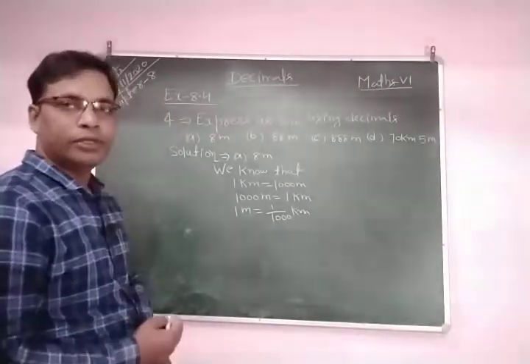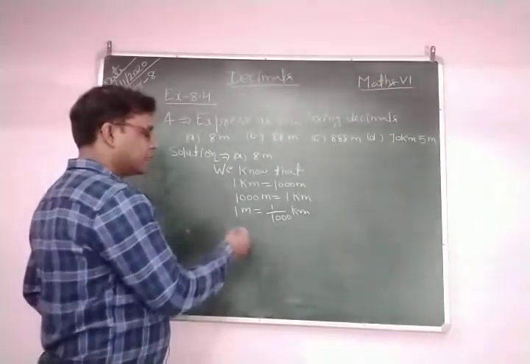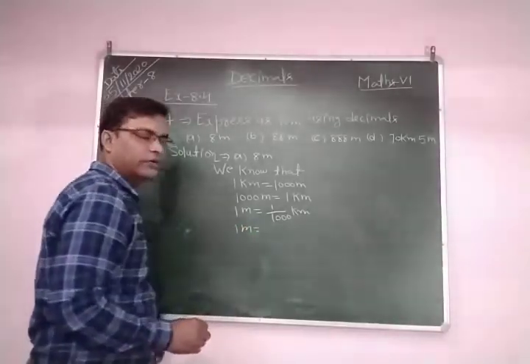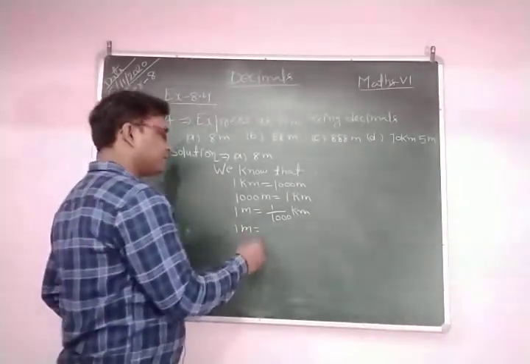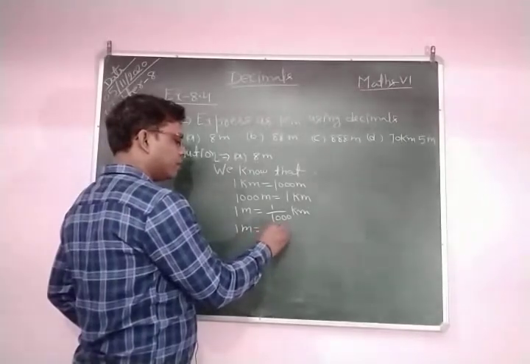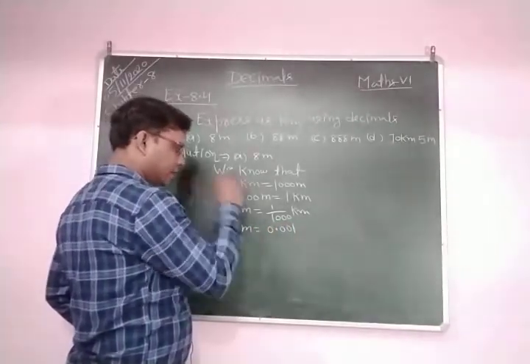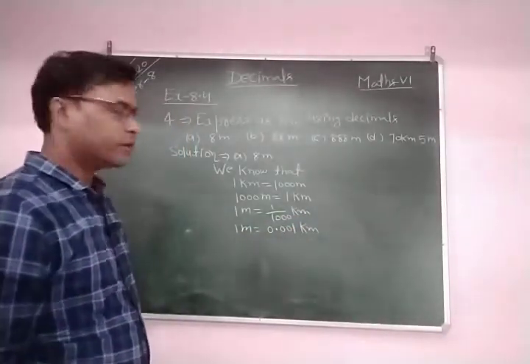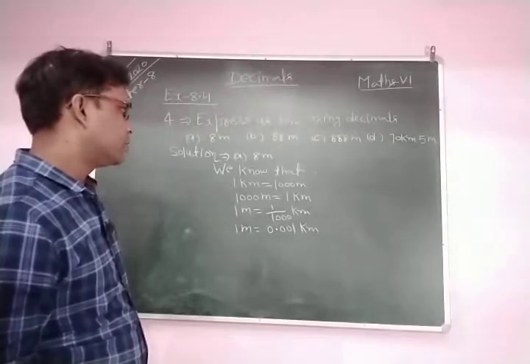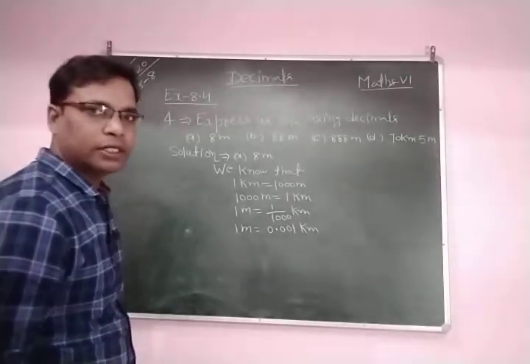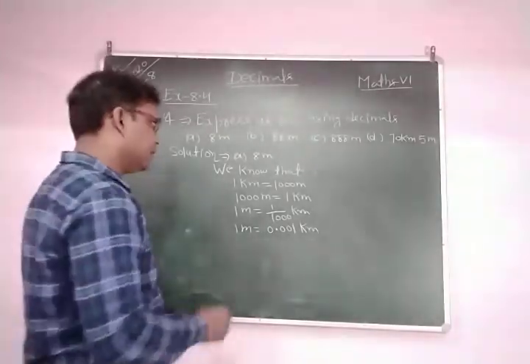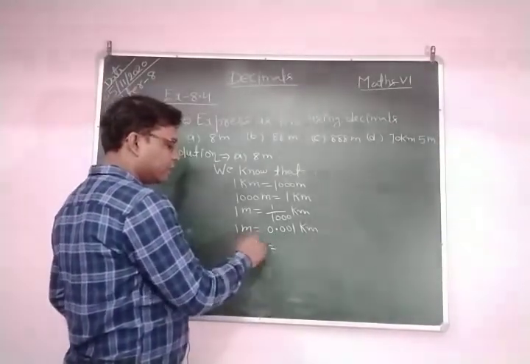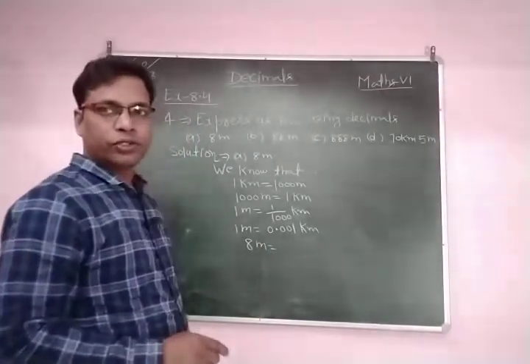Also you can write in decimal. If you divide 1 by 1000, then you obtain 0.001 kilometer. This is clear? Now we have 8 meter. So we can write here 8 meter is equal to what? Here you can see 1 meter is equal to 0.001 kilometer.